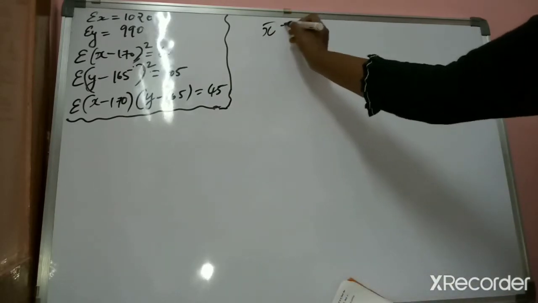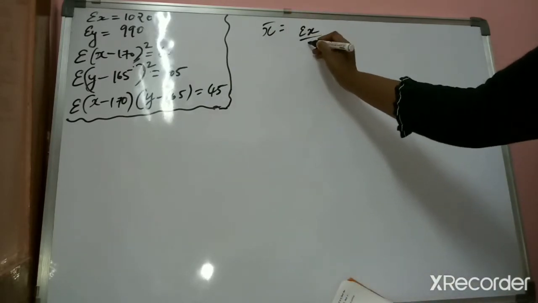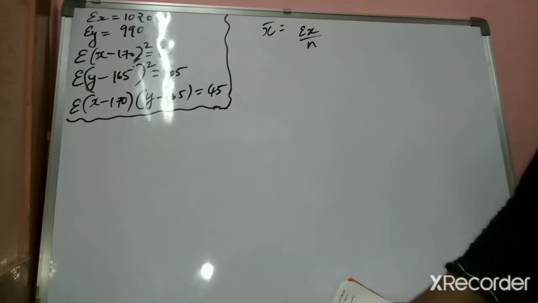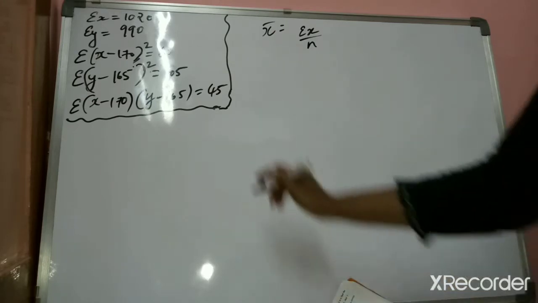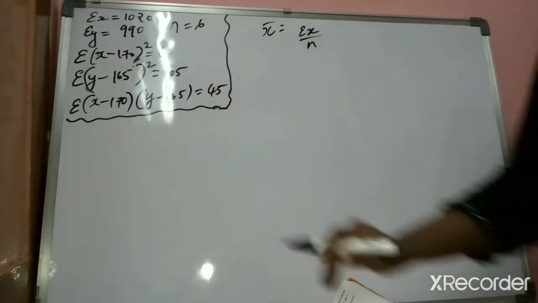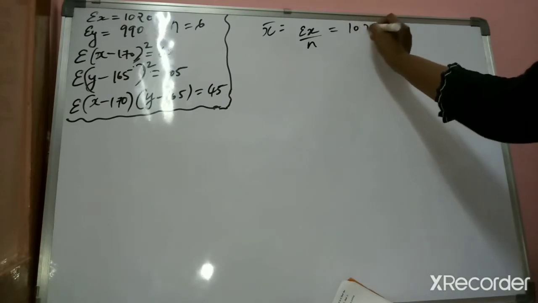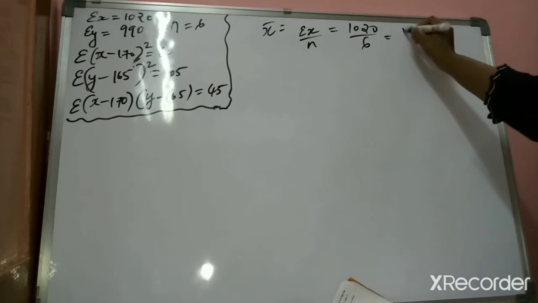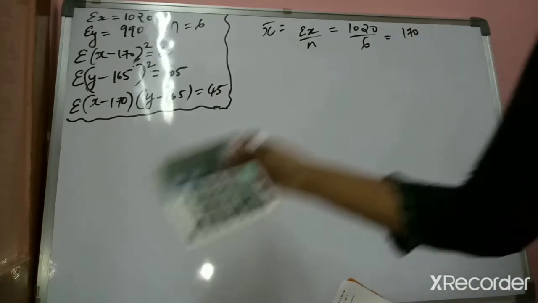Sigma x is given to you first of all. So for x bar, what is the formula? Sigma x upon n, right? So what is your n? That is not known to you. So read the question once again. 6 pairs of father and son. So your n would be 6. Clear? So sigma x is 1020 divided by 6. What is the answer? Yes, it is 170. Do it in your calculators.